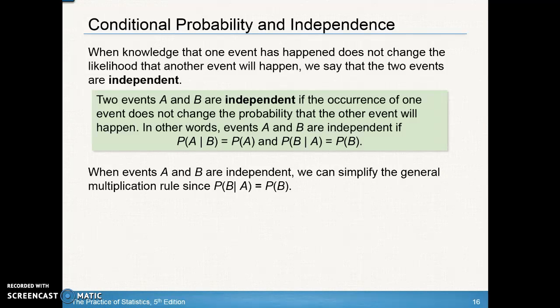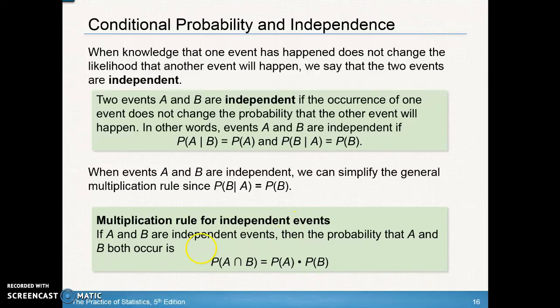So if they're independent, we can simplify the general multiplication rule so that the probability of A and B is equal to the probability of A times the probability of B. We don't need to use that conditional formula for the second one because the two events don't affect each other, so B is not going to change whether or not A has occurred.